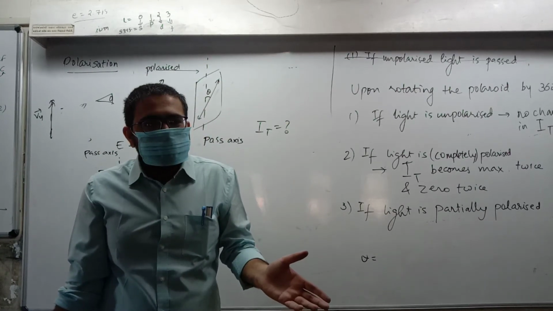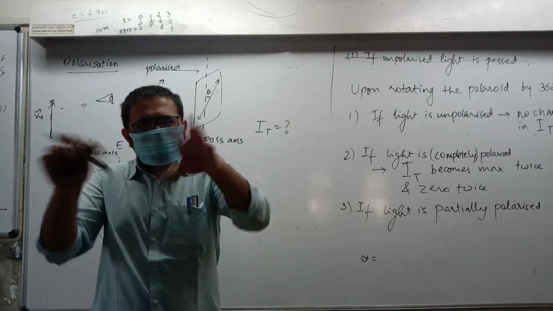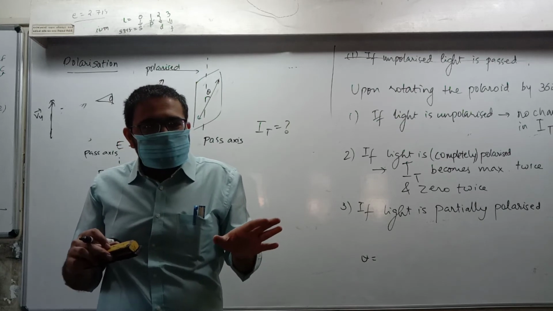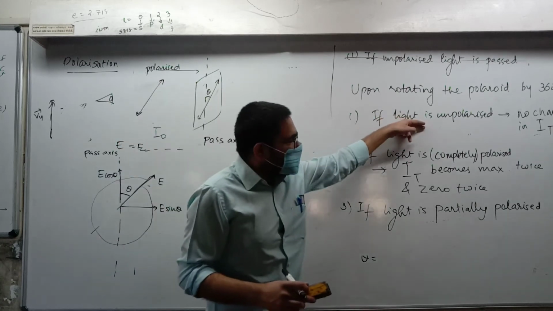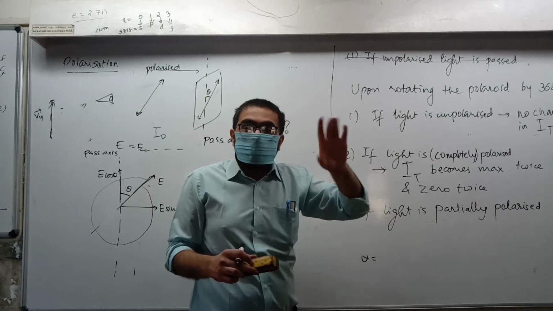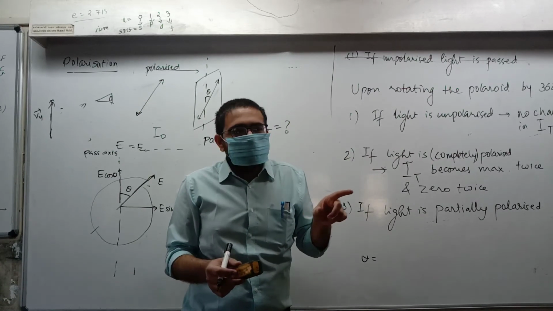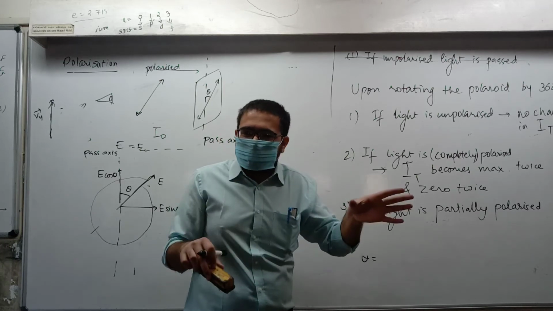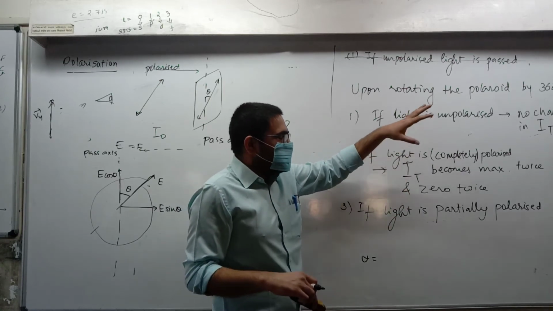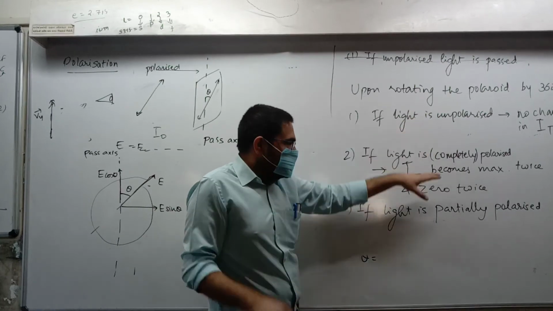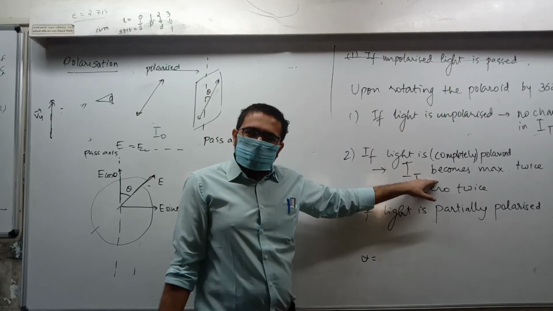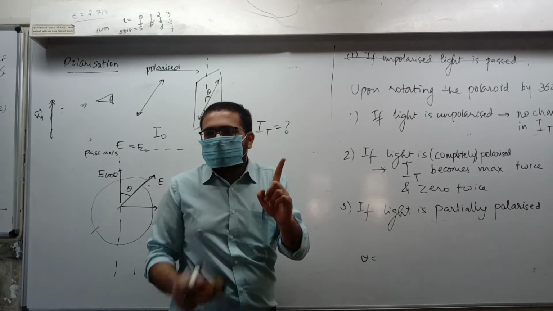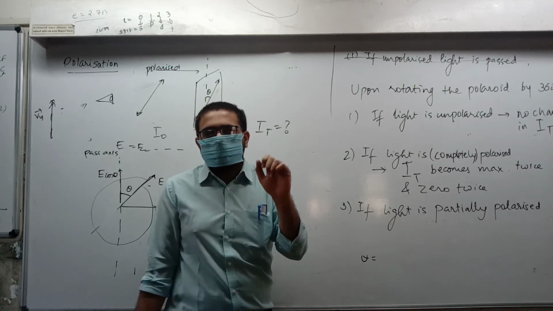Do you agree? What is the meaning of random? Nature will average it out. Correct? So in unpolarized light, there is no preferred direction. Do you understand that sentence? In unpolarized light, there is no preferred direction and all electric field vectors are randomly oriented. It is the same in every direction. In completely polarized light, all the electric field is in one line and there is nothing on the other line.